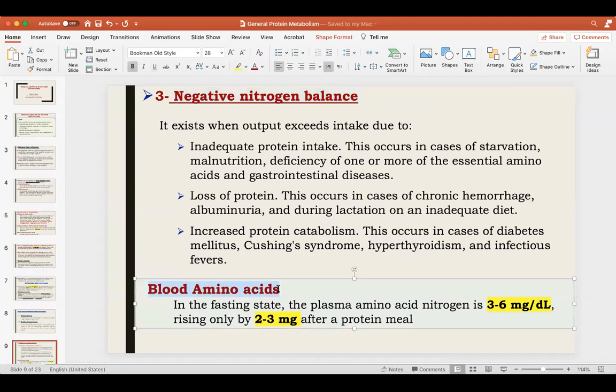Blood amino acids. What is the normal level of amino acid nitrogen? Not the amino acid itself. The nitrogen in the amino acid is about 3 to 6 milligram per deciliter in our blood. It rises, it increases by 2 to 3. This means that 3 may be 5 and 6 may be 9 milligram per deciliter. You add 2 or 3 milligram over this range after a high protein meal.